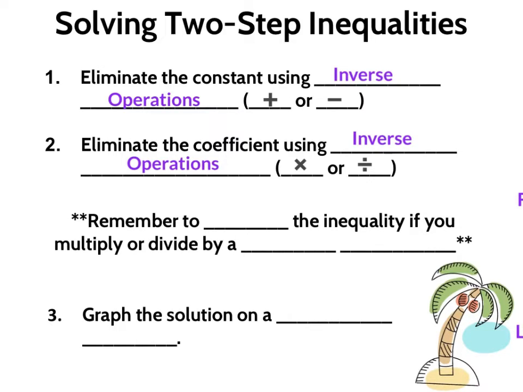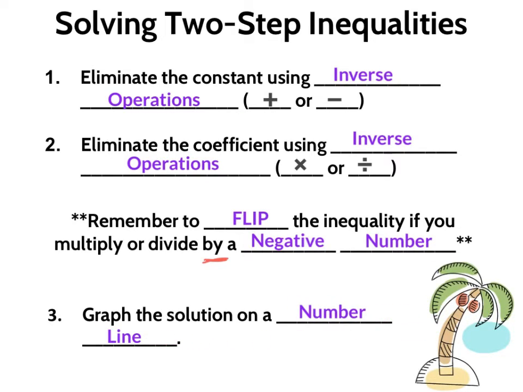Remember, now this is key. This is the whole thing that makes solving inequalities different than solving equations. Remember to flip the inequality if you multiply by a negative number. Only if you multiply by a negative number is it important. It doesn't matter if you multiply into a negative number, only if you multiply by a negative number. And remember, we're always going to graph our solution to inequalities on a number line.